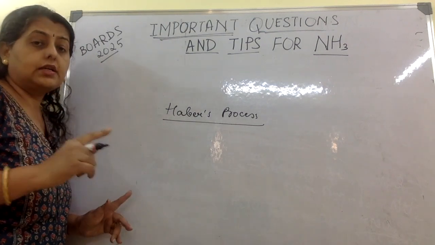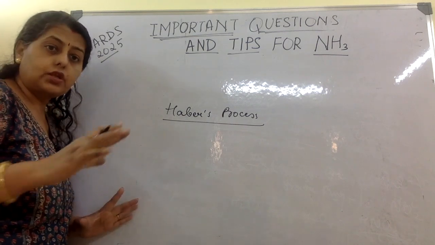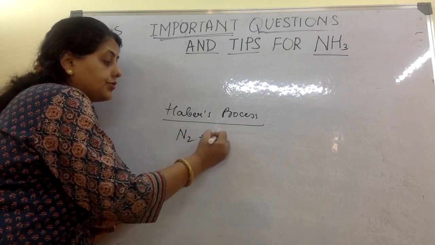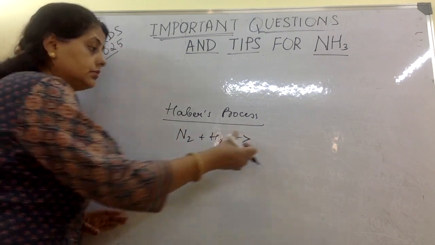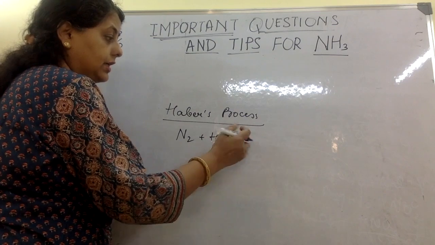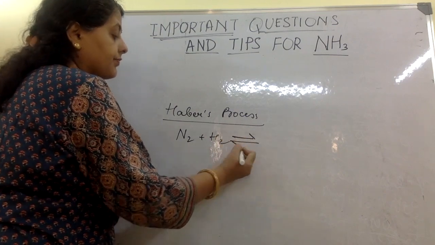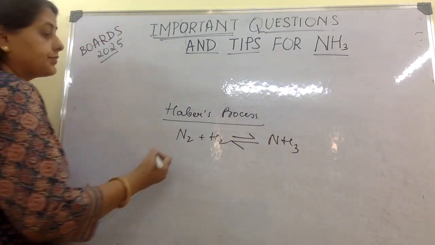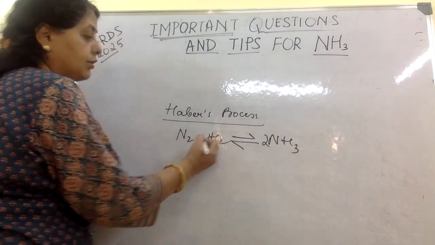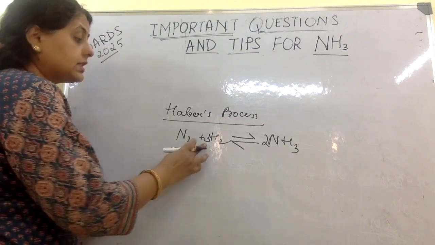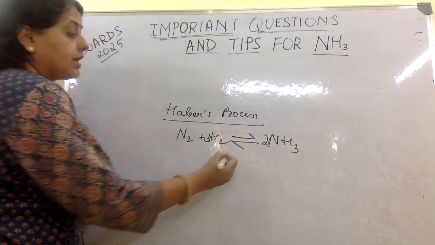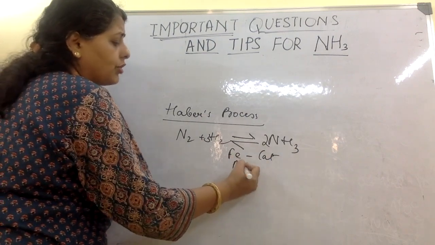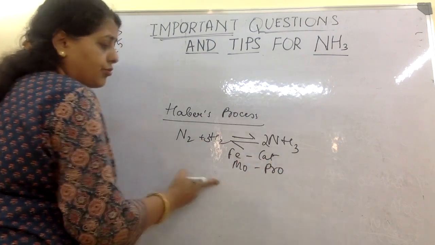This Haber's process is the industrial method of preparing ammonia. Never miss the industrial methods of any of these study of compounds. Now here we have nitrogen plus hydrogen, which gives, now I can't put an arrow like this, it is a reversible reaction, which gives ammonia. You can balance it. Here iron is used as a catalyst, very important. Molybdenum is used as a promoter.